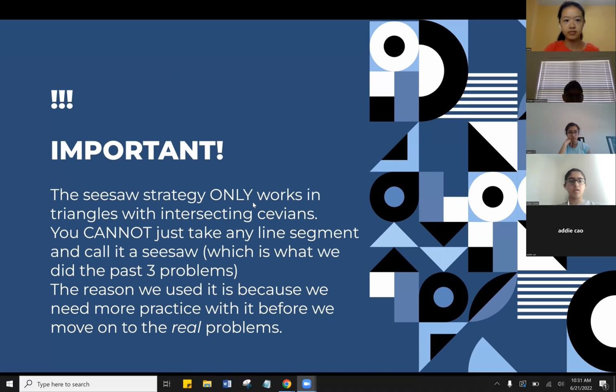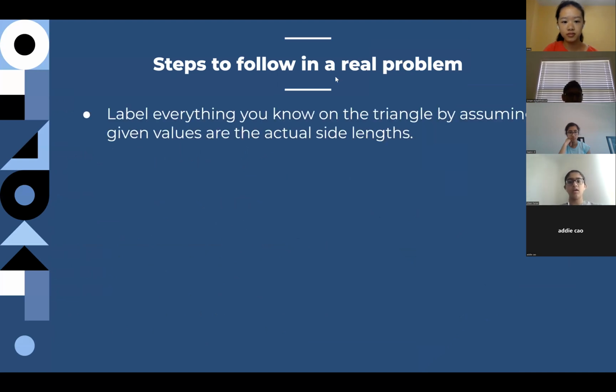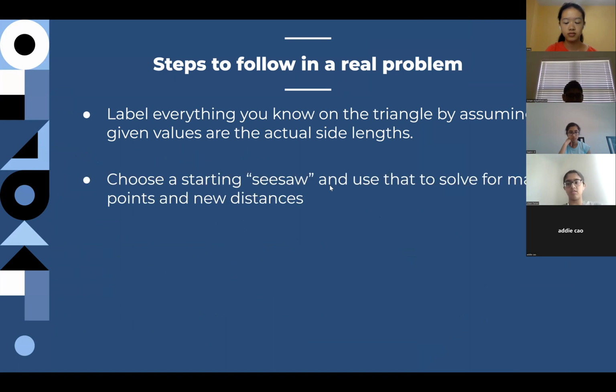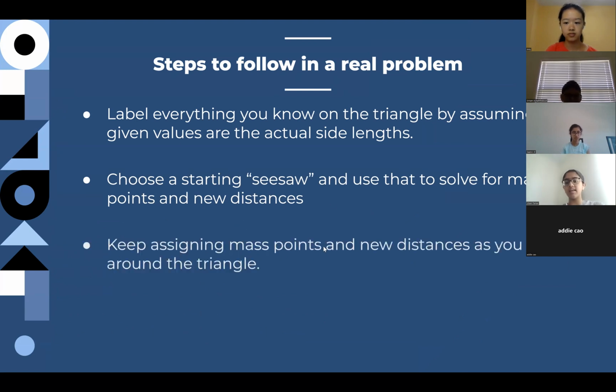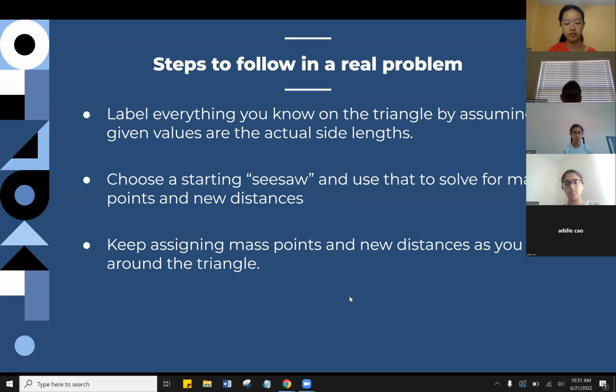Okay, so in real life, you'll have steps you need to follow. Again, you can only use this for triangles. You label everything you know on the triangle by assuming the given values are the actual side lengths. Then you choose a starting seesaw and use that to solve for mass points and new distances. And you keep assigning mass points and new distances as you go around the triangle, solving for as much info as you can until you can solve for what the question is asking for.